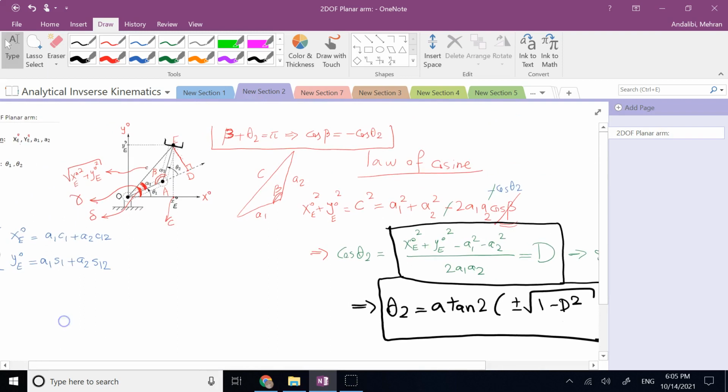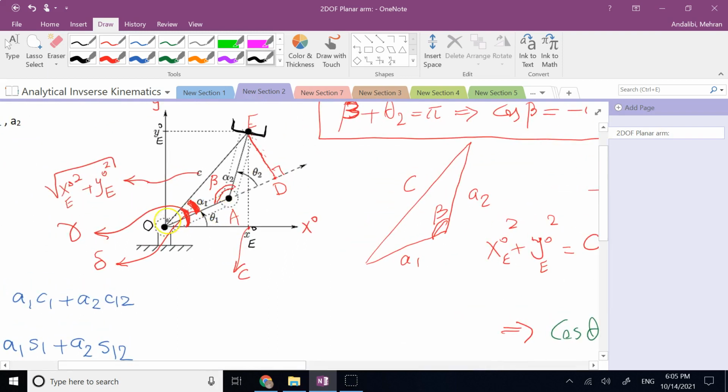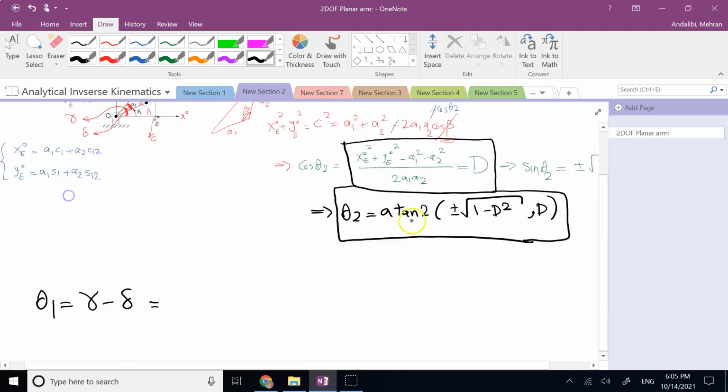What is gamma? Well, gamma is in the big triangle OEC. The y of it is y of the end effector, the x of it is x of the end effector. So I can use that same arctangent 2 function I just told you and pass to it y of the end effector and x of the end effector. And that will give me back gamma.